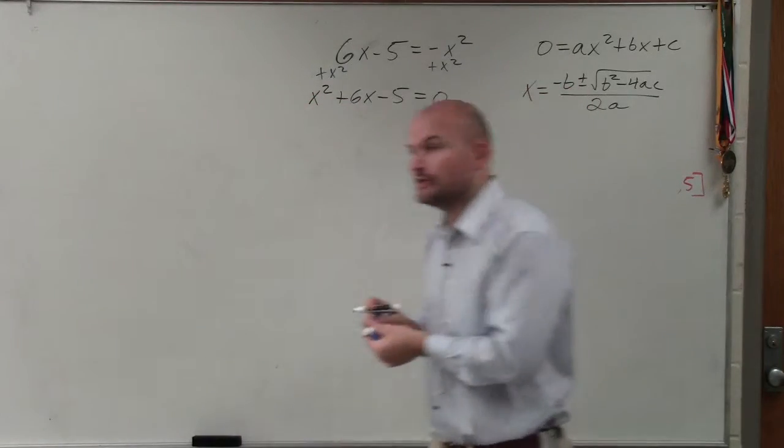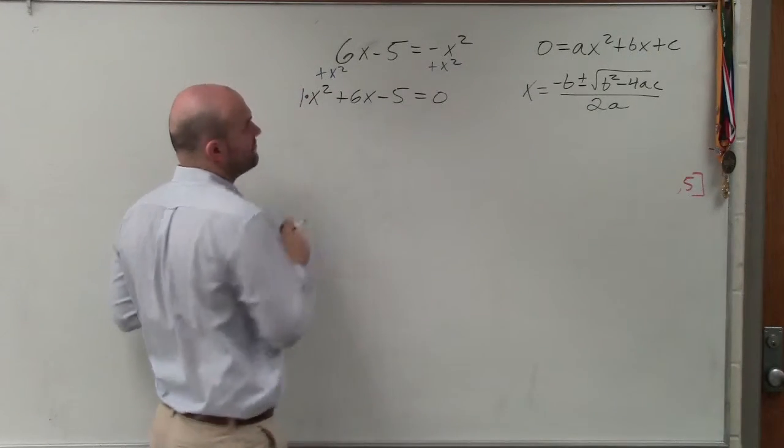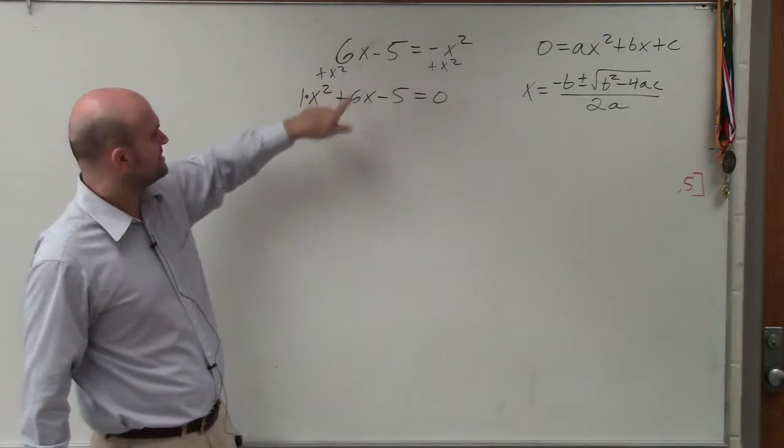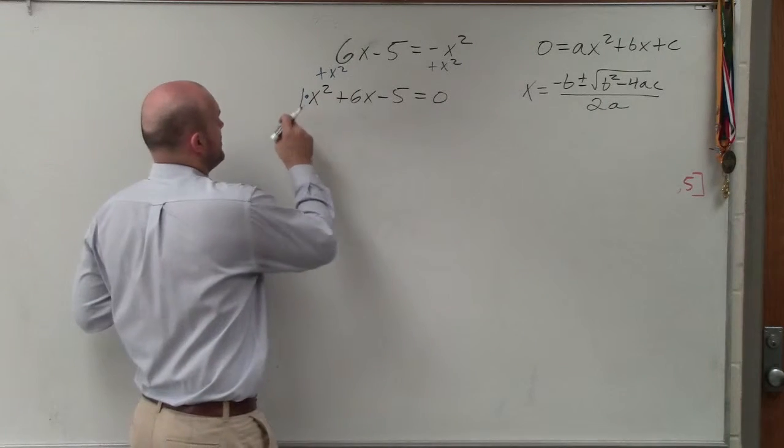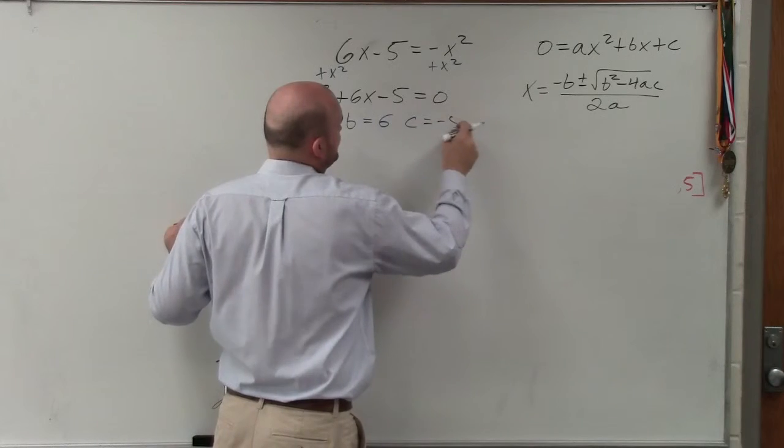The next thing I want to do is identify the a, b, and c. Notice how there is a 1 in front of there. That was a positive 6x. That's why I wrote plus 6. So a is equal to 1, b is equal to 6, and c is equal to negative 5.